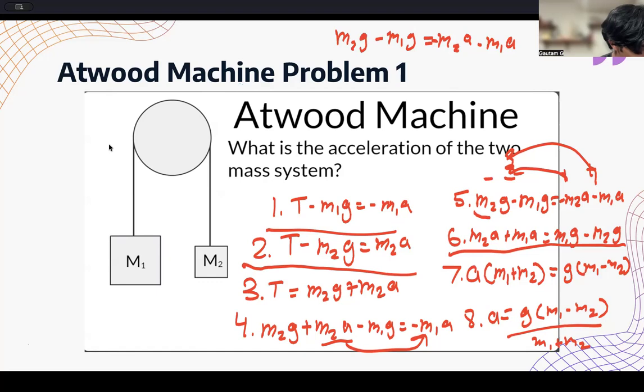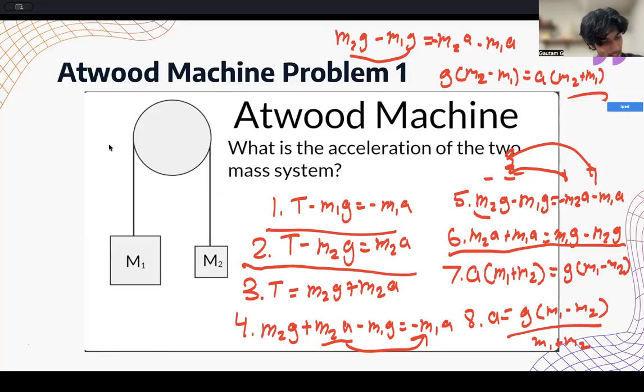But if you guys get to this step, you can just factor out the G's from both sides. So just get G times M2 minus M1 equals A times M2 plus M1. And then you could divide each side by M2 plus M1 to cancel these and then have A alone. Wow.